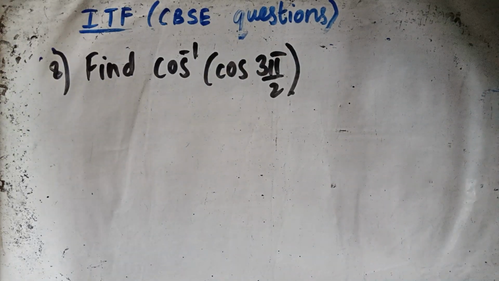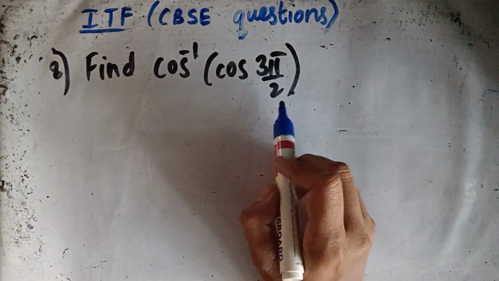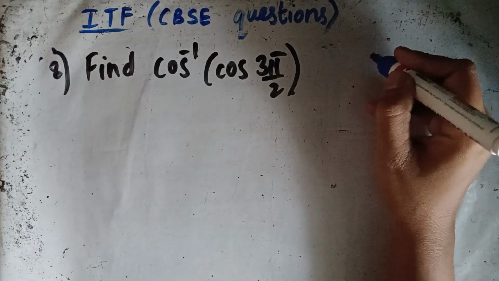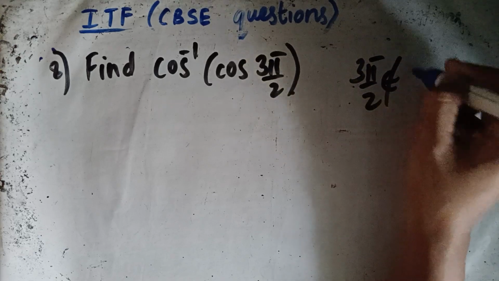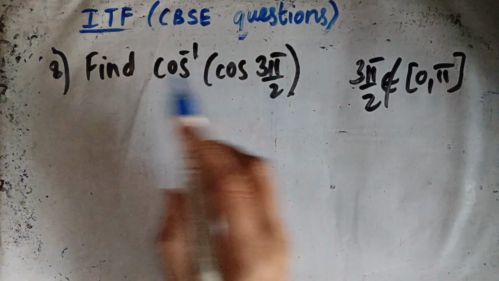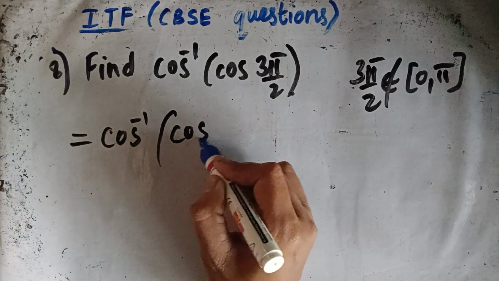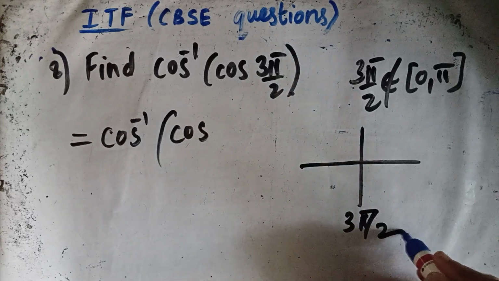Okay, you have to find value of cos inverse cos 3 pi by 2. Now this we can't write directly as 3 pi by 2 because this 3 pi by 2 does not belong to the range of cos inverse, which is your 0 to pi. So this 3 pi by 2 does not belong to 0 to pi. So you have to find the value of cos of 3 pi by 2 first. So cos of 3 pi by 2, 3 pi by 2 is nothing but your 270, right?